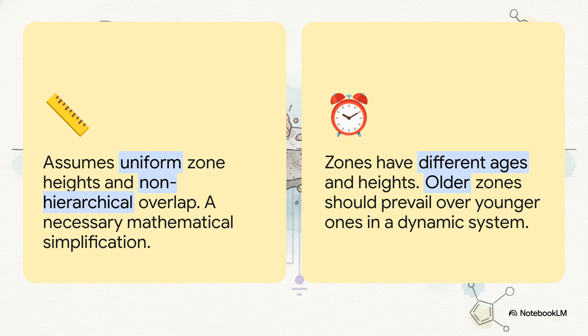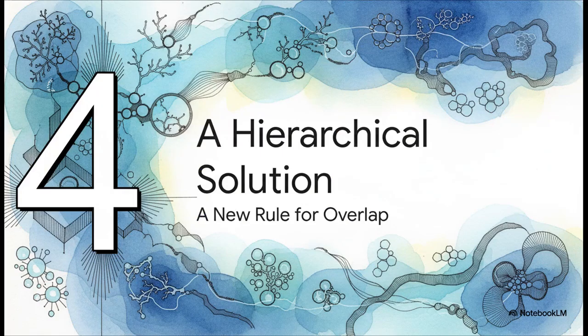Okay, so this is the crucial disconnect. The standard model, which is based on this classic theory called KJMA, had to assume all the zones were the same height, just to make the math work. It treated them all as equals. But reality is a lot messier. Nuclei pop up at different times. A nucleus that formed early has had more time to grow, so its diffusion zone is bigger, it's more established. It should win any fight with a younger, smaller neighbor. So how do you fix this?